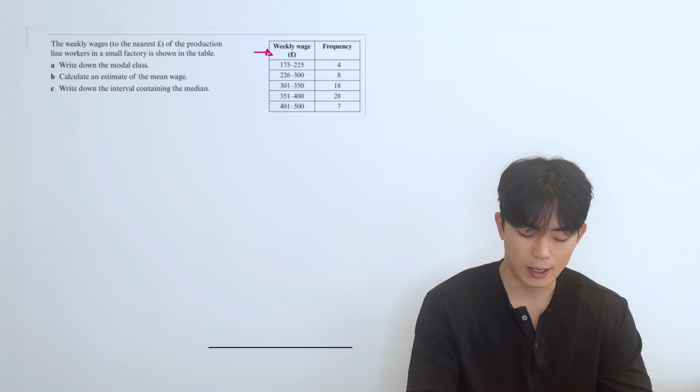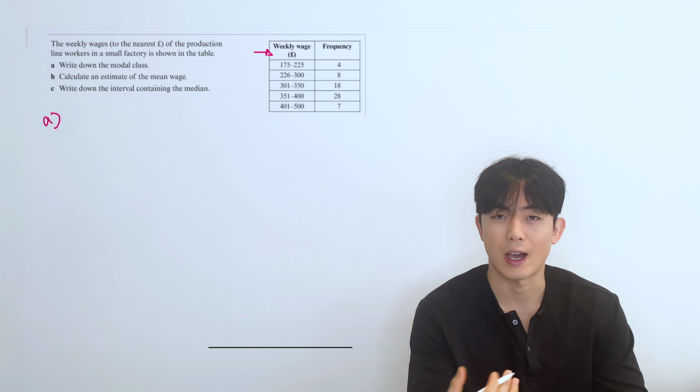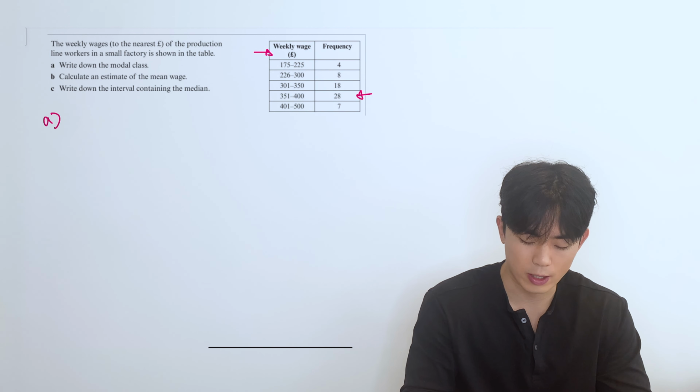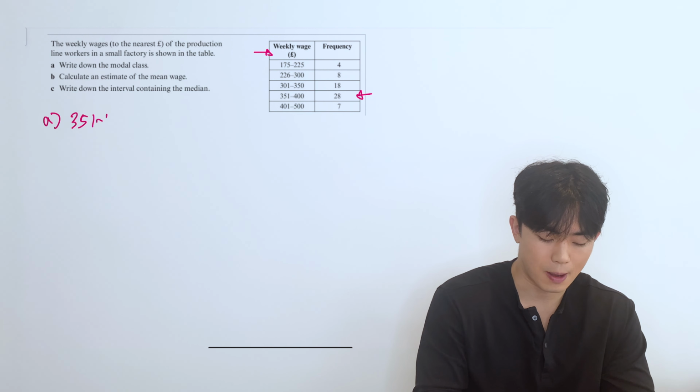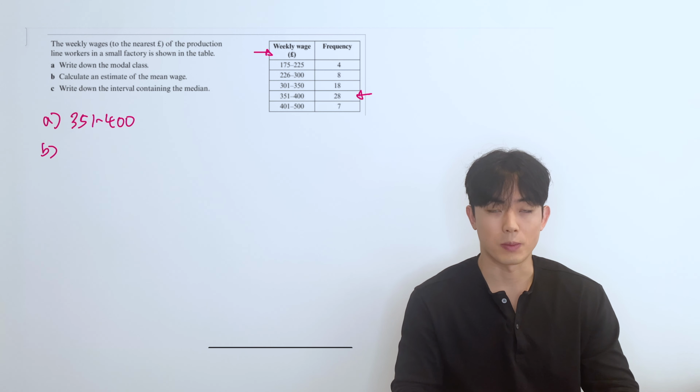So once again, for A, it's relatively simple. Just find the value with the highest frequency, which would be this one here, right? 28 values between 351 and 400. So that will be our modal class. Right, B, calculate the estimate of the mean wage.